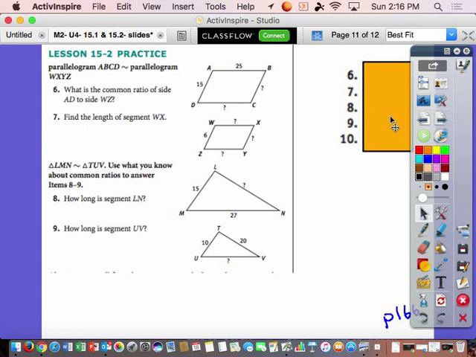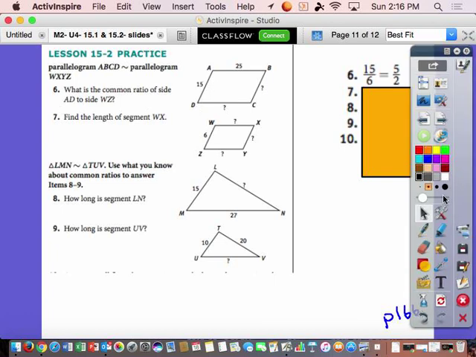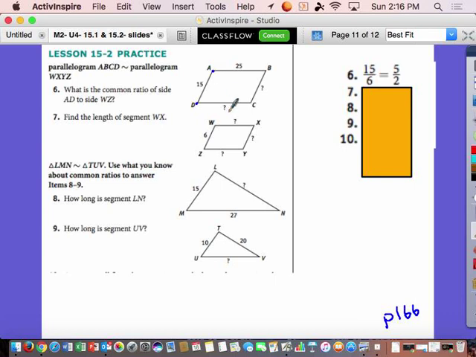Welcome back. I'm going to just go over this. So this said, what is the common ratio of side A to D, this side right here, to side VZ or WZ? So 15 over 6, and when they just reduce the fraction, that's all you got to do. I bet you got that right.